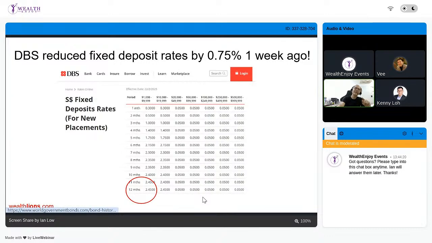You see, 1 week ago, DBS reduced the fixed deposit by 0.75%, just 1 week ago. So now if you check the T-bill now for 1 year is 2.45%. And do you know that 1.5 weeks ago, if you log into the DBS website, it's 3.2. From 3.2, it dropped to 2.45. So rates will be dropping.